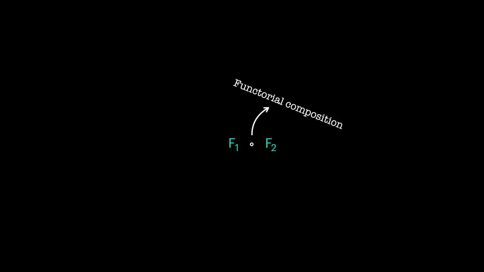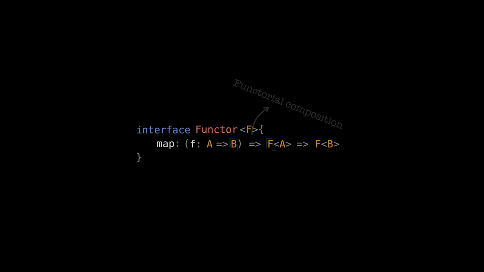The first question that comes to mind is, how does this composed functor behave? Does it behave like both F1 and F2? And if so, what does that even mean for, for example, Option and List? In order to understand this, let's look at the definition of functor. Functor only has one method named map that receives a function from A to B and converts that to a function that receives F of A and returns F of B.